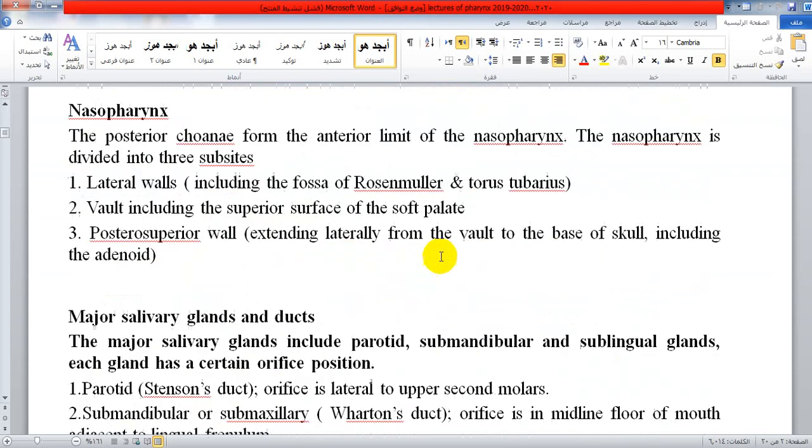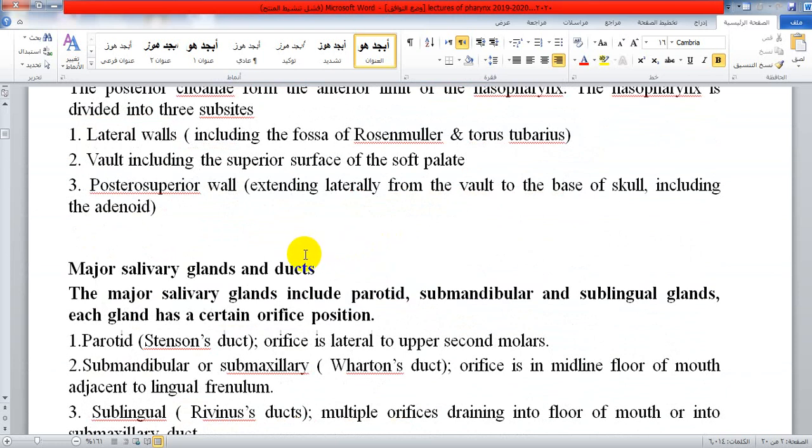Now we go to the major salivary glands and their ducts. The major salivary glands include the parotid, submandibular, or we call submaxillary, and the sublingual glands. Really, I don't want to speak too much about the anatomy and function and the other features of the glands. This may be discussed by general surgery, but the most important for us, the ENTist, are the ducts of these major salivary glands.